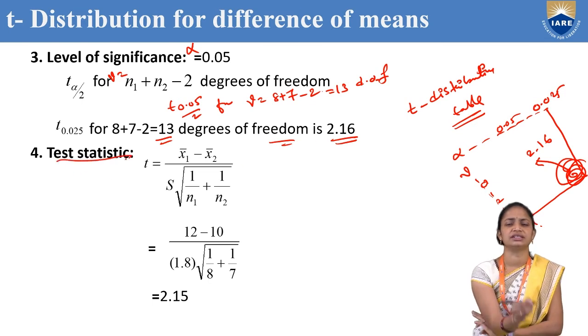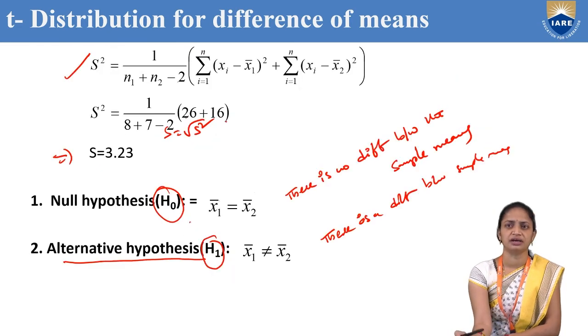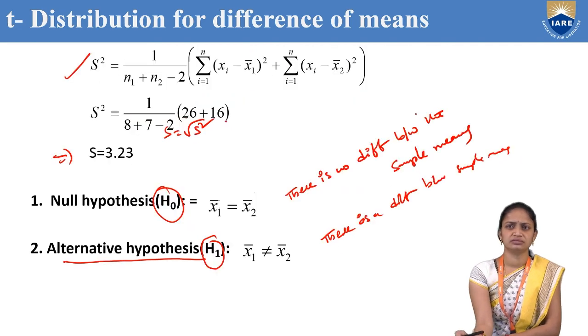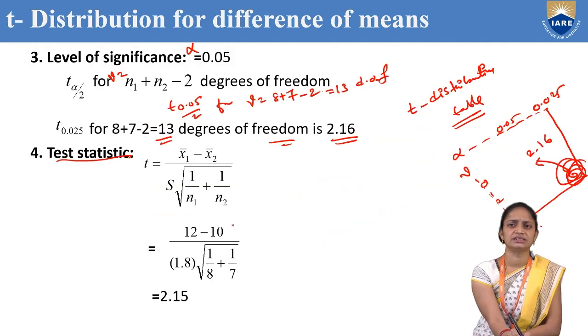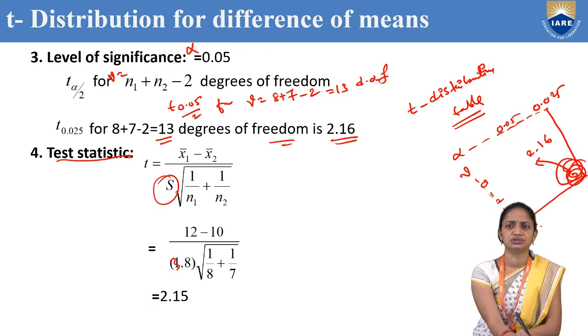Next one is the test statistic. Our fourth step is the test statistic. In the test statistic, t equal to x1 bar minus x2 bar divided by s into the root of 1 by n1 plus 1 by n2. x1 bar we have already found, that is 12, and x2 bar is 10. So 12 minus 10 divided by, what is the s value? S value is 3.23, sorry. This is 3.23 divided by under root of 1 by 8 plus 1 by 7. After simplification, we will get t equal to 2.15.